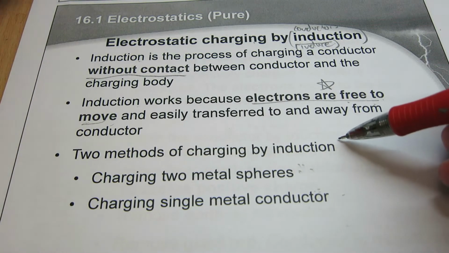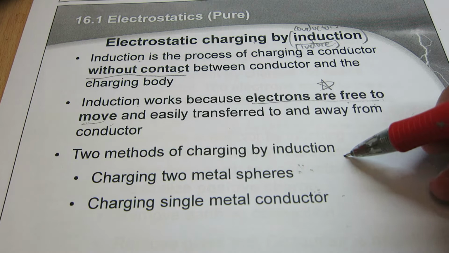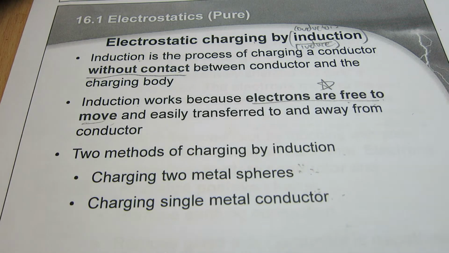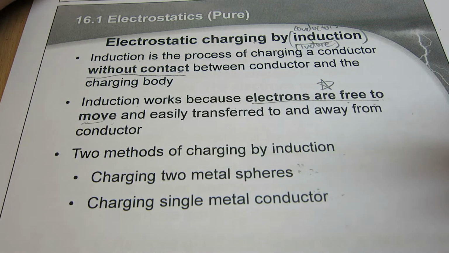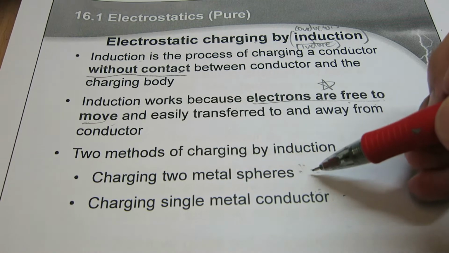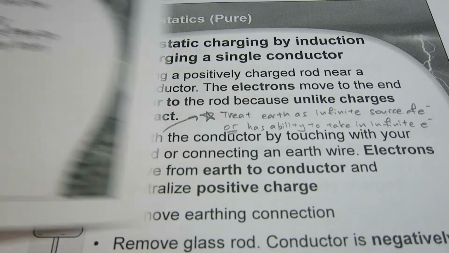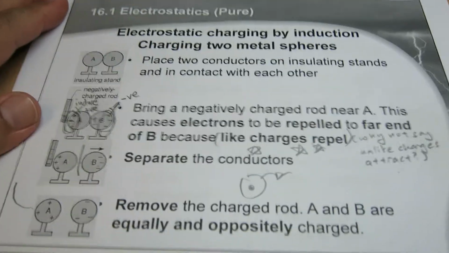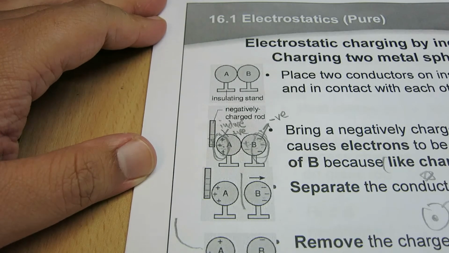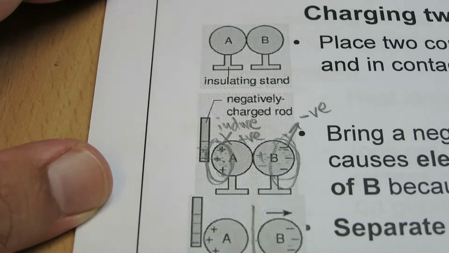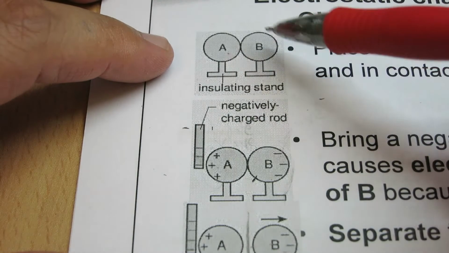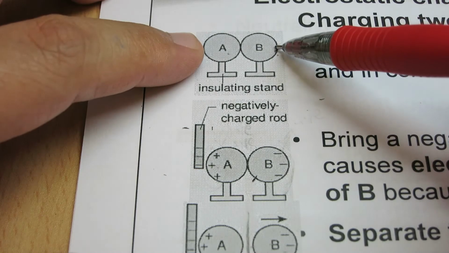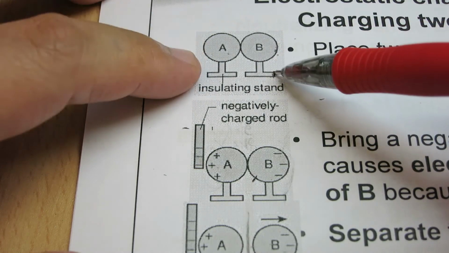Now, there are a few ways in which we can do charging by induction. These are the two main examples that are always covered in the O levels. So I'll just go through a little bit of how it's done. Two metal spheres and a single metal conductor. Charging using two metal spheres. So let's have a look at this. I have two conducting balls in contact with one another, and they are placed on top of insulating stands.